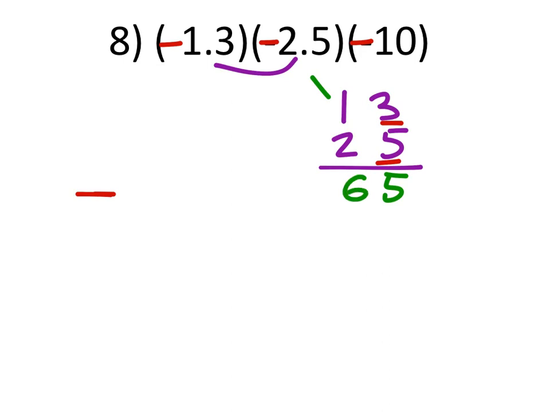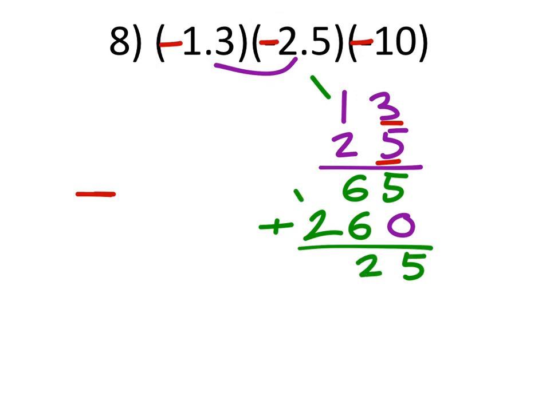Now I'm in the tens place. So I got 2 times 3 is 6, 1 times 2 is 2. So when I add these, I get 5. There's a 12, carry the 1. 325, but I need 2 decimal places from the start there. This is 3.25. Now I'll multiply this by 10 times 10.